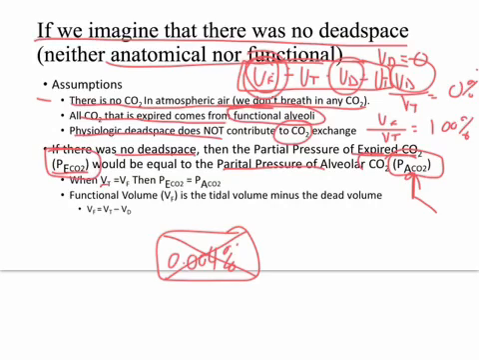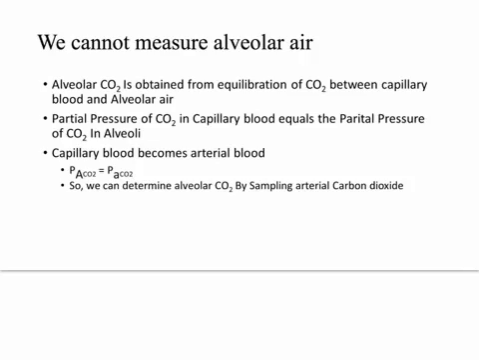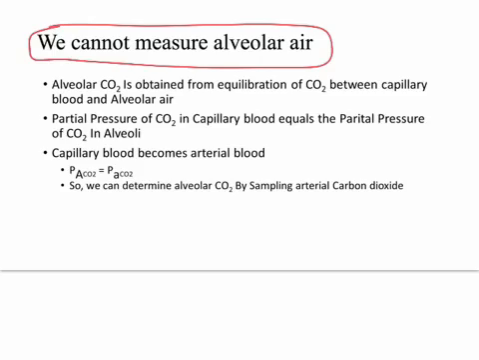In other words, when the tidal volume is equal to the functional volume, there is no dead space. PE CO2 equals PA CO2. Now, I've already basically covered most of this, but the important concept is that we can't measure alveolar air directly. So how do we do it? We get arterial blood gas, and that tells us what the alveolar air was because they equilibrate based on partial pressures. If I remember right, this is called Henry's Law.